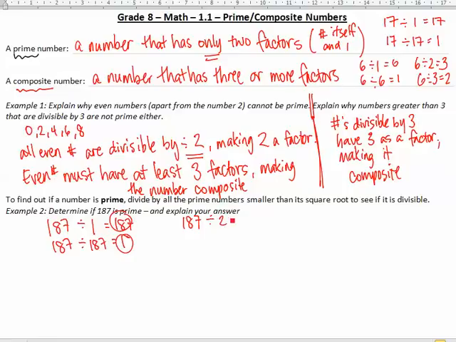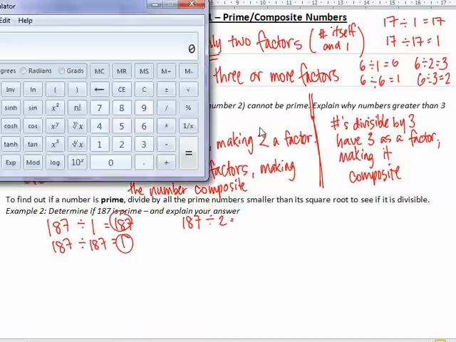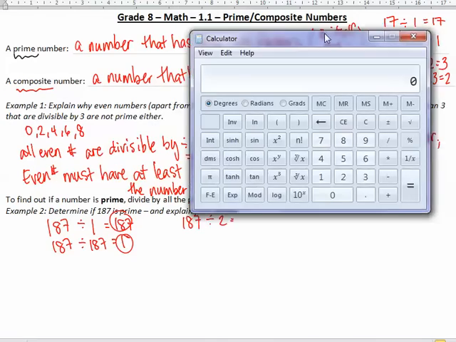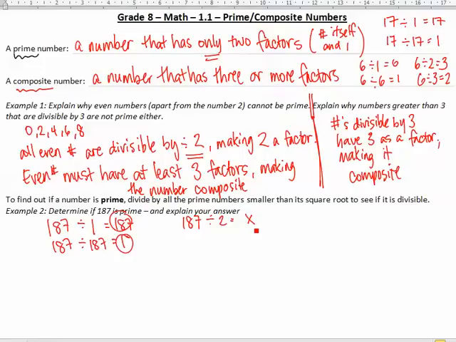Well, let's start with the number 2. And we know that it's not an even number because it ends in a 7, so it has to be odd. So now let's pull up a calculator and let's look. Let's slide this in here, and we'll just try this out. 187 divided by 2. Well, we know because it ends in a 7 that it's not even. We know that that won't give a whole number. So that's not a factor.